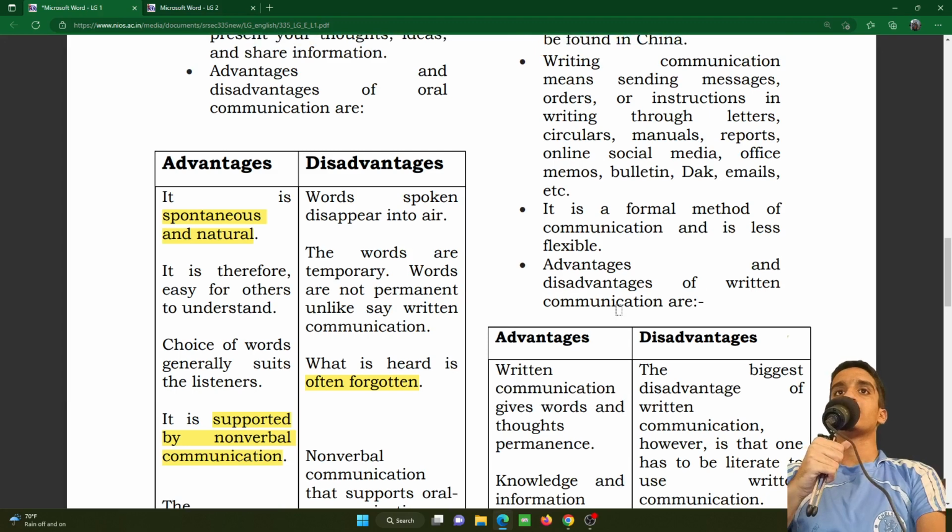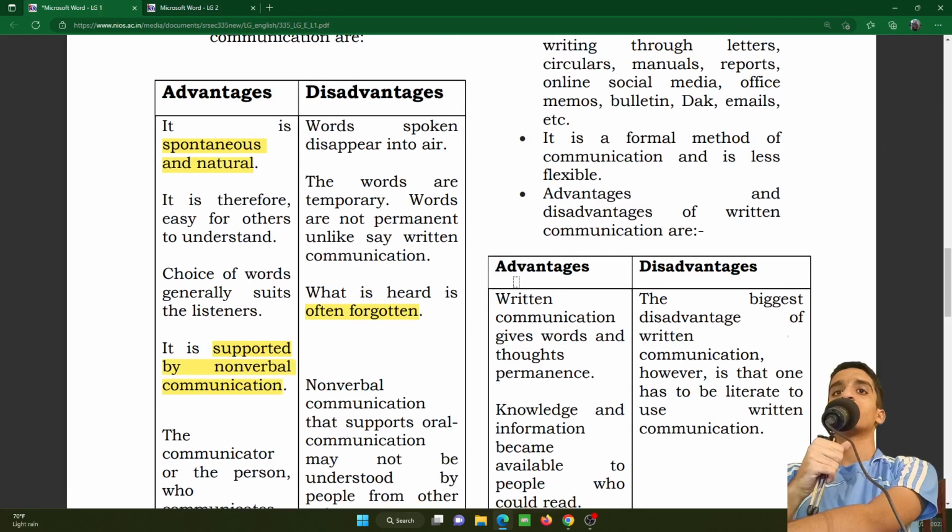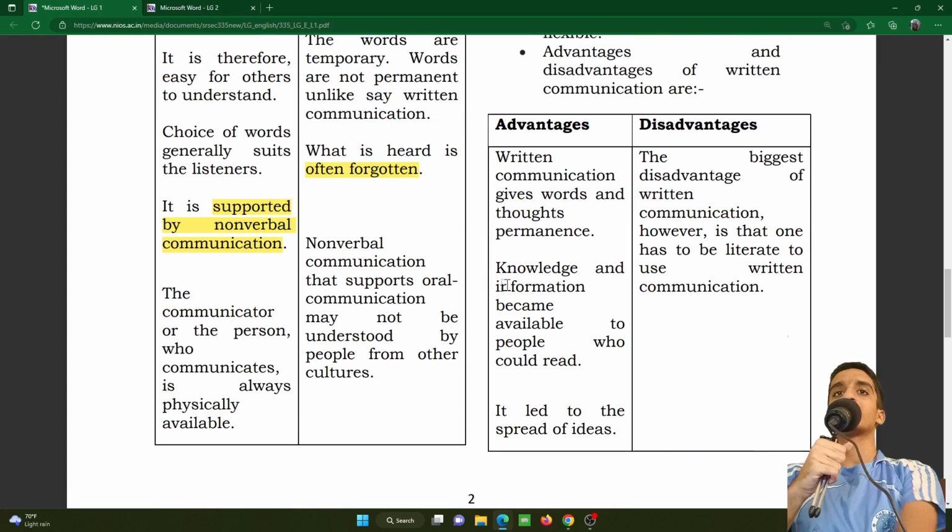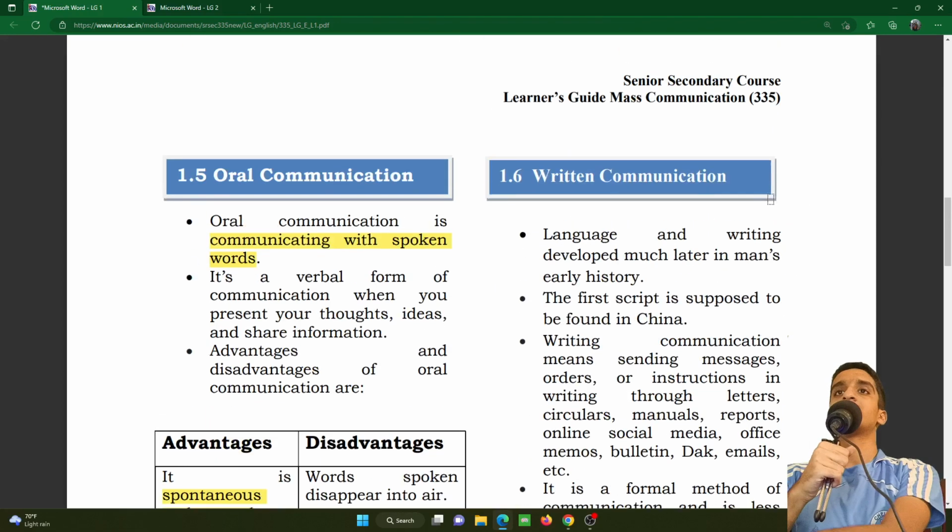Disadvantages. Words spoken disappear into the air. The words are temporary. Words are not permanent, unlike, say, written communication. What is said is often forgotten. Non-verbal communication that supports oral communication may not be understood by people from other cultures.